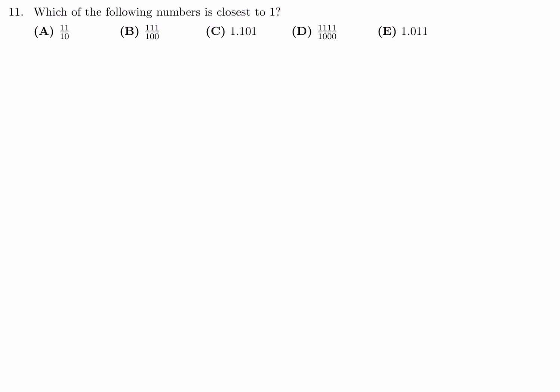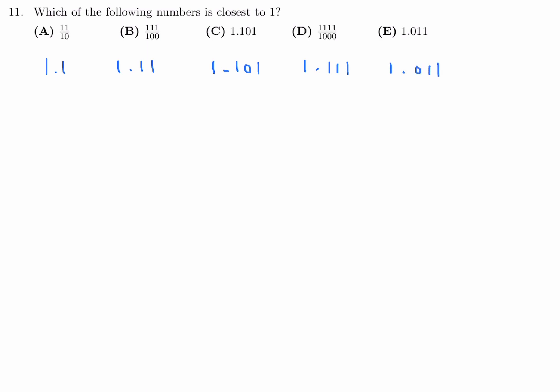Which of the following numbers is closest to 1? Let's convert all of these numbers to decimals. This is 1.1. This is 1.11. This is obviously already in decimal format. This is 1.111, and this is already in decimal format.